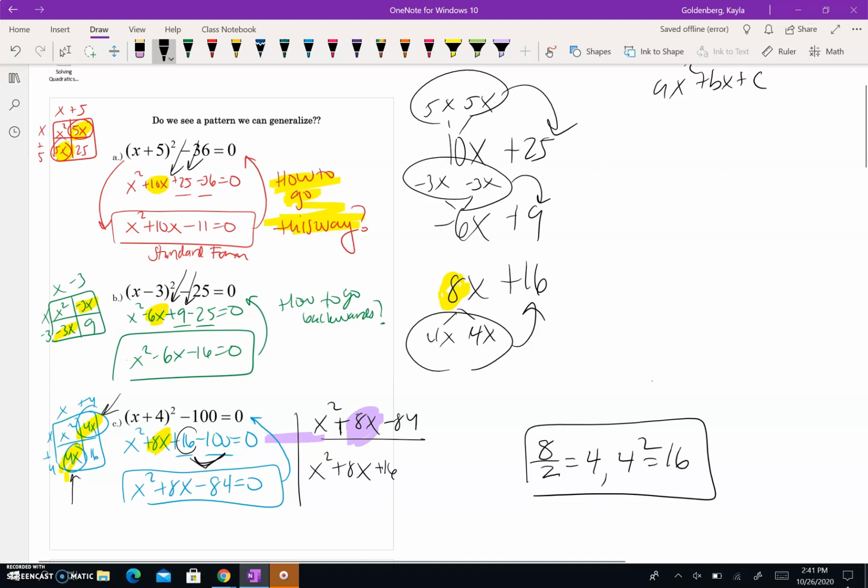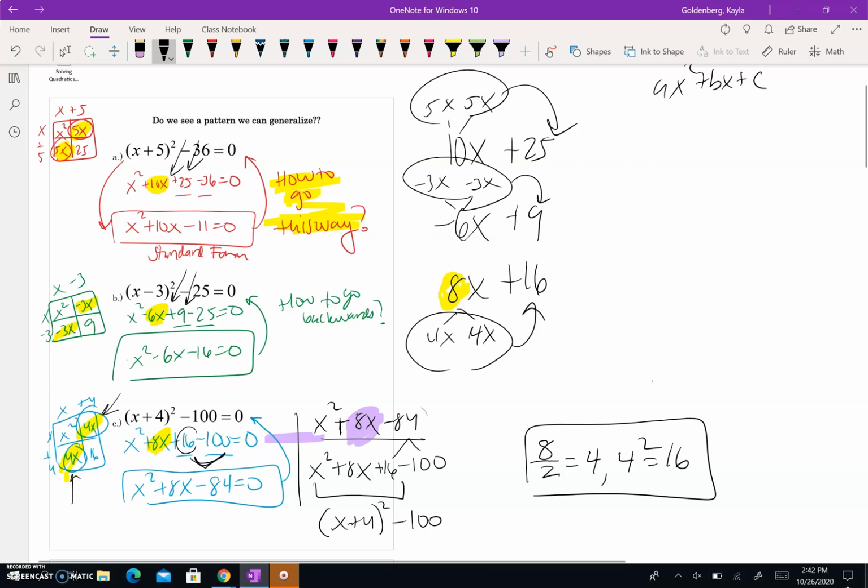So what you want to think about for this one is that if I'm adding 16, I have to deal with it from the negative 84. So I have to take 16 out of the negative 84, is kind of how you can think about it. So it would become 16 and the negative 100, which combine to be negative 84. And then we just focus on simplifying this into x plus 4 being squared.